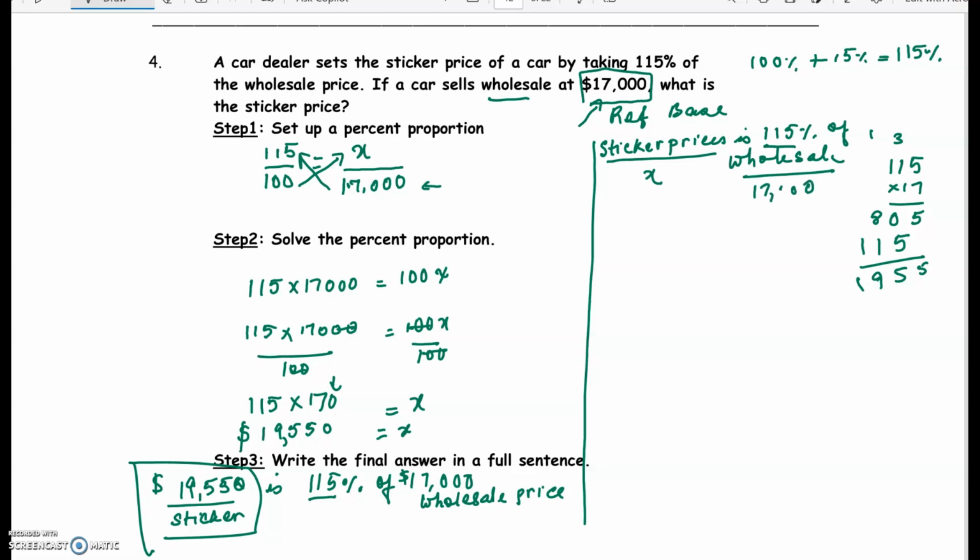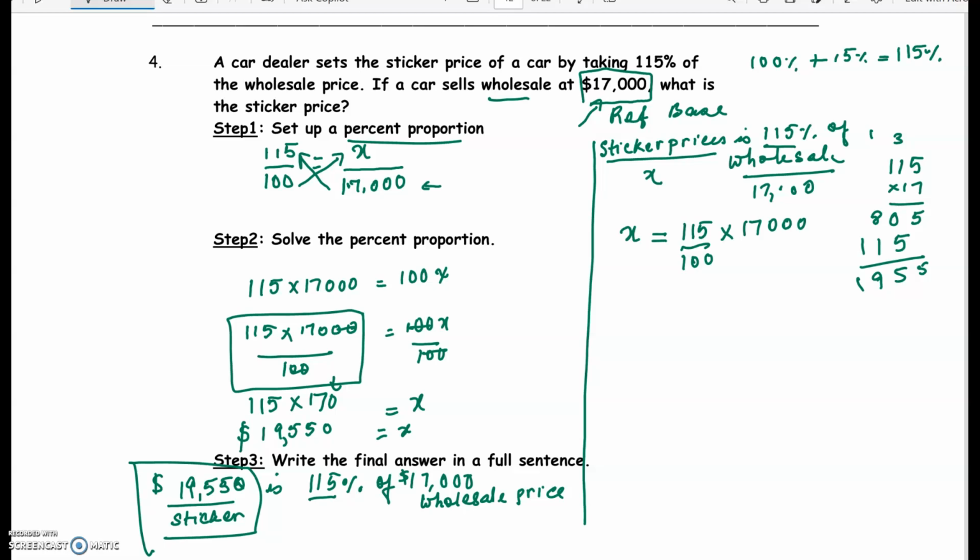So we write down the equation based on this sentence. The sticker price is 115%, 115 over 100 times 17,000. And that's exactly how we got the answer when we use the percent proportion. So this is a percent proportion. This is a percent equation. You can solve it either way.